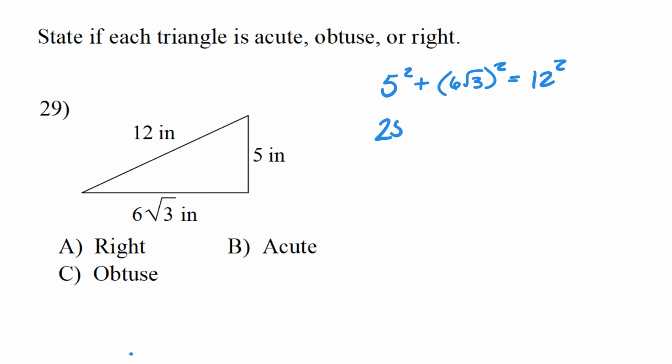So 5 squared, of course, is 25. I'm putting it just like it reads in my calculator, because who knows, maybe I'll get lucky and get a nice round number. In this case, I do. 6 square root 3, squared, is 108. But don't forget, this is 6 squared times square root of 3 squared. So 6 squared is 36, times 3. That's where the 108 comes from. And then 12 squared is 144.